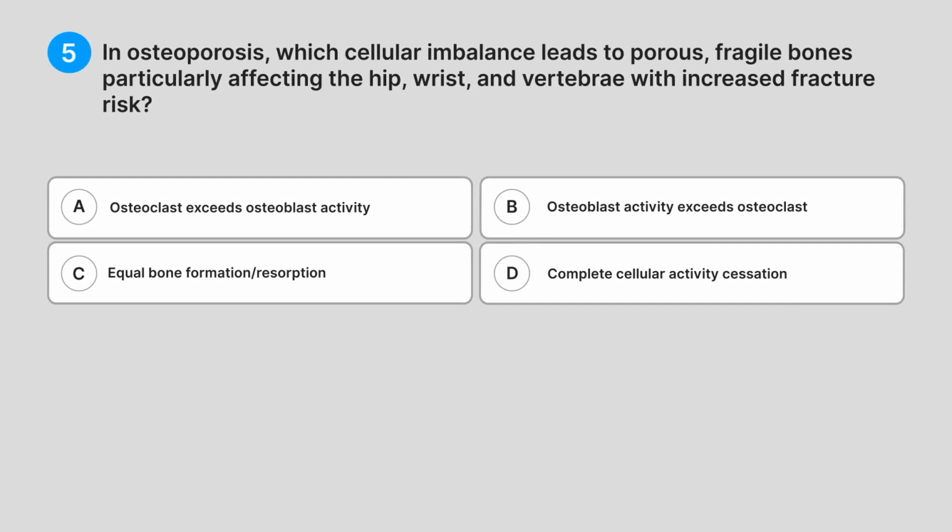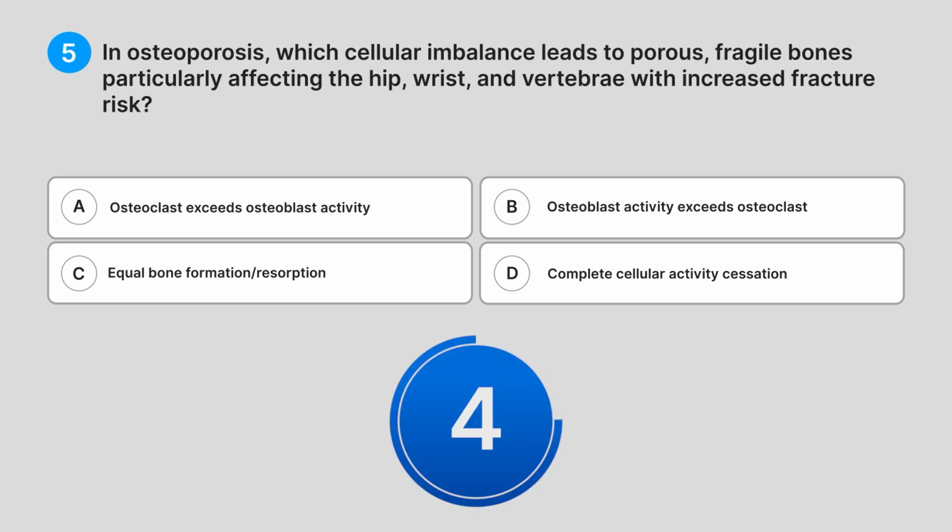5. In osteoporosis, which cellular imbalance leads to porous fragile bones, particularly affecting the hip, wrist, and vertebrae, with increased fracture risk? A. Osteoclast exceeds osteoblast activity. B. Osteoblast activity exceeds osteoclast. C. Equal bone formation resorption. D. Complete cellular activity cessation. Can you guess the answer?